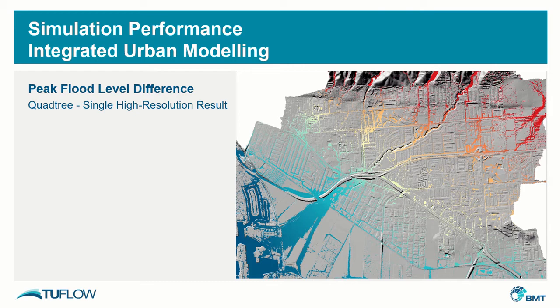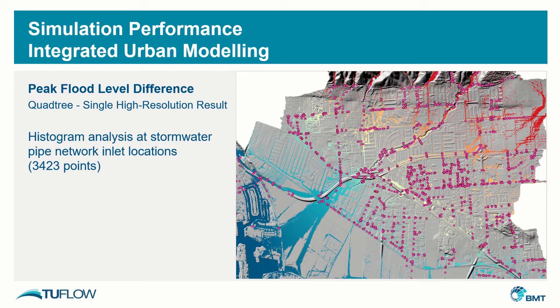The simulation speed results is one thing. Looking at the actual end model results is another. And we'll do that by comparing the water surface elevation result from the Quadtree model against the single resolution simulation. That single resolution simulation result is shown there on the screen in front of you. In addition to that, I've sampled the difference results at all the inlet locations for the pipe network. So it's in the order of 3,500 sample locations, and I've taken that result and plotted it in a histogram, and you'll see that in the following slide.